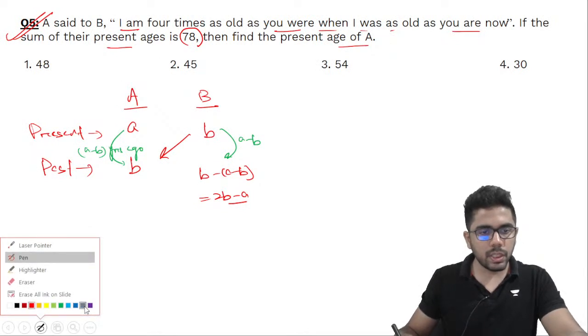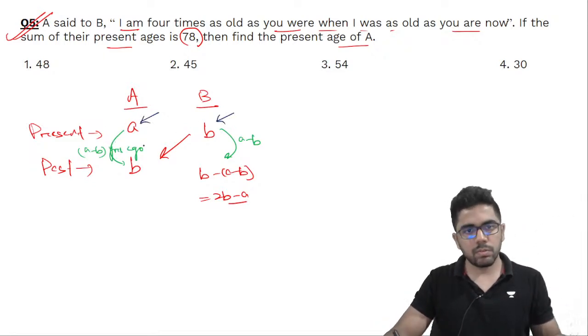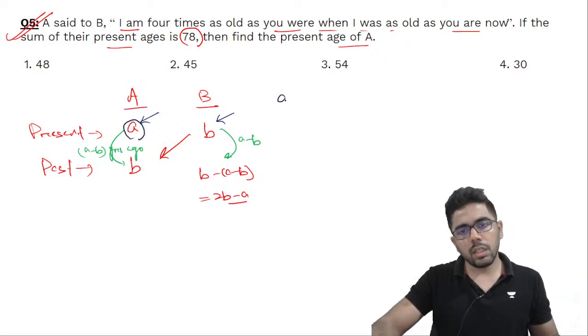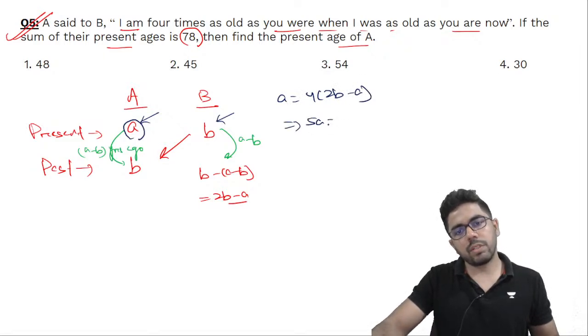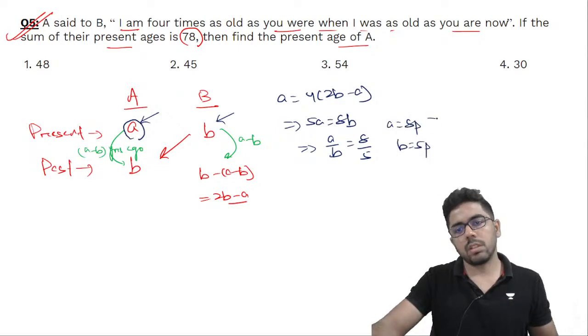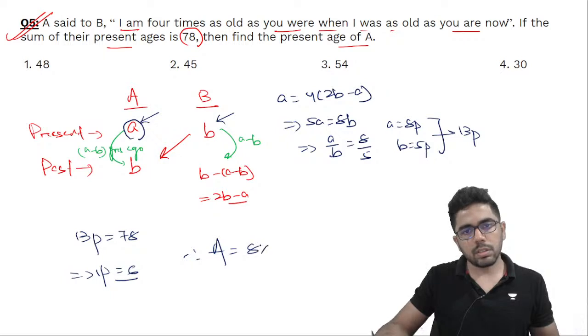So in this equation, let the present age of A be A and B be B. When A was B years old, which happened A minus B years ago, B also goes back that many years. So as per the statement, A is 4 times 2B minus A. So you get 5A equals 8B, or A is to B is like 8 is to 5. So A is like 8 parts and B is like 5 parts. Their total is 13 parts. So if 13 parts equals 78, 1 part equals 6. Hence the present age of A, which is 8 parts, is 8 into 6, 48 years.